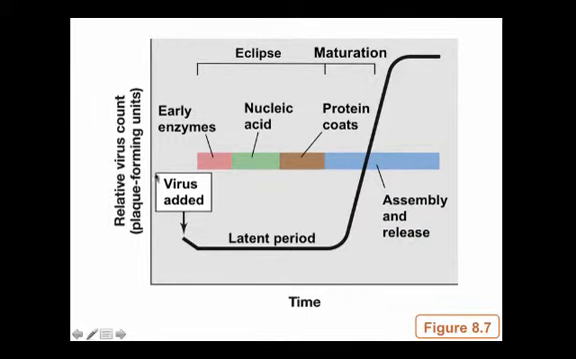So some of you may have noticed here on the y-axis, relative virus count. How do you count viruses? Well, most of them are really small. You can go downstairs to the electron microscope and try and count them individually that way. It's a real pain. So people have worked out techniques to do this, and these are called plaque assays. So this is also known as a plaque-forming unit.